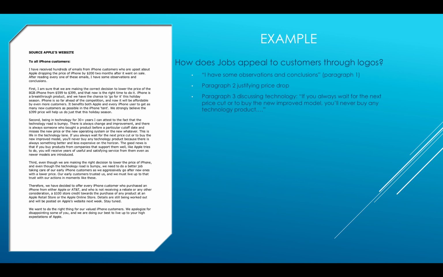In paragraph 3, again, we've got that discussion of technology, with the statement specifically, if you always wait for the next price cut or to buy the new improved model, you'll never buy any technology product. That's probably at its core his logical argument. Look, this happens in technology. If you want to wait, you're going to spend less money, but you're not going to have the newest model of something, and everything just keeps changing so quickly. So you just have to accept that that's a part of buying technology.